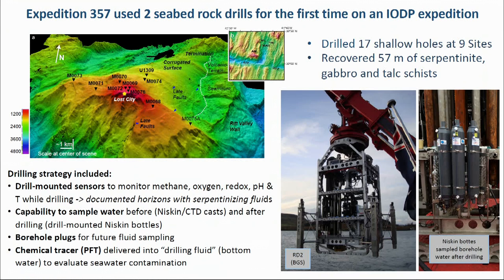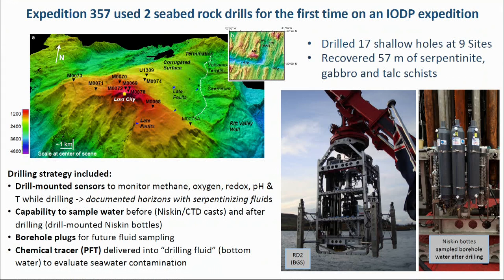The expedition used two seabed rock drills, which sit on the seafloor and drilled shallow cores. We recovered about 60 meters of serpentinized gabbros and talc schist from the shallow detachment fault zone at Lost City. They expanded across the southern wall of this massif.